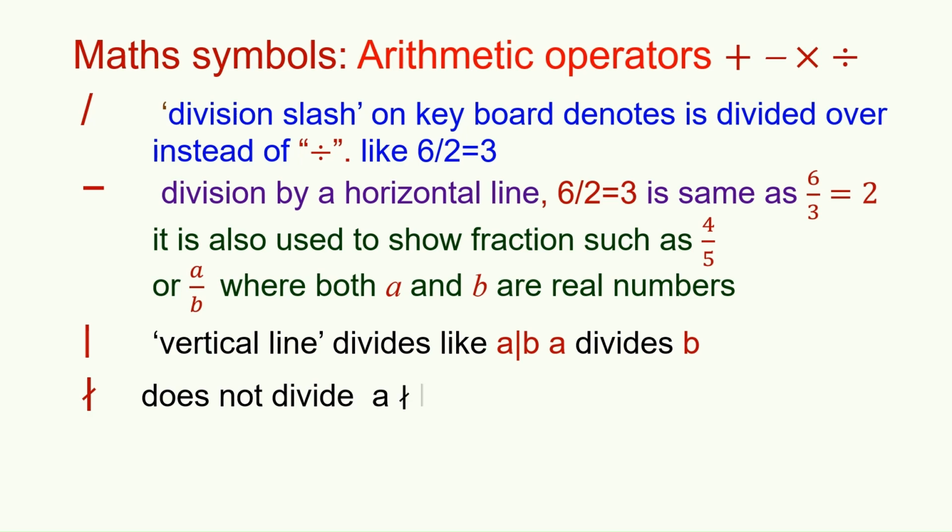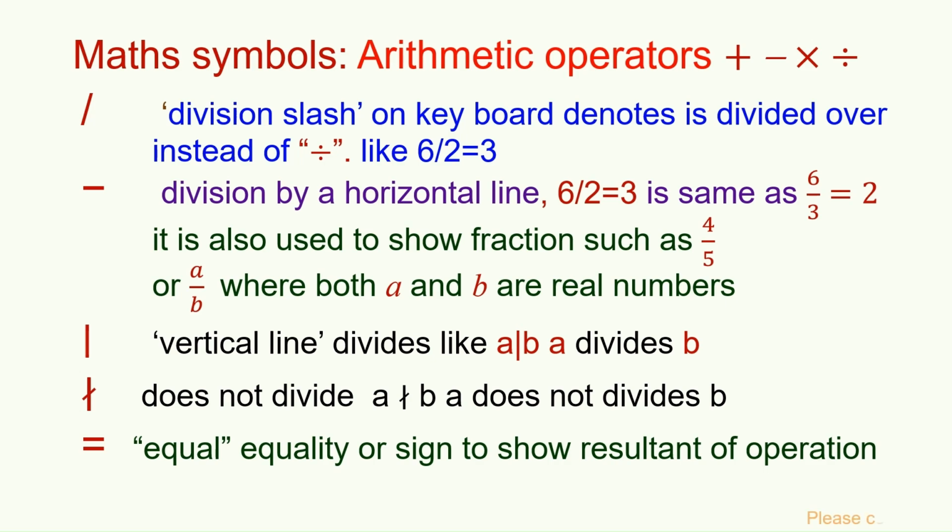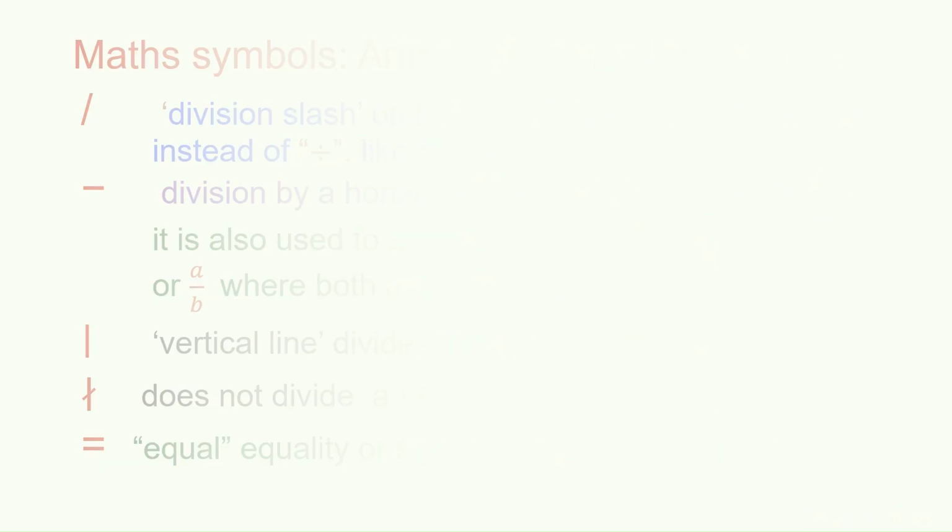A vertical bar or vertical line also means divides, like a divides b. A vertical line with a slash means does not divide, a does not divide b. Equals, equal, equality sign, to show the result of an operation.